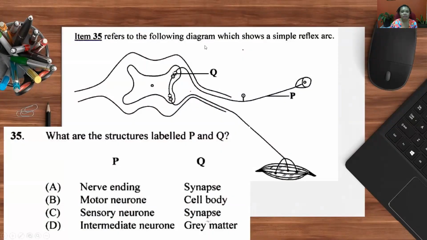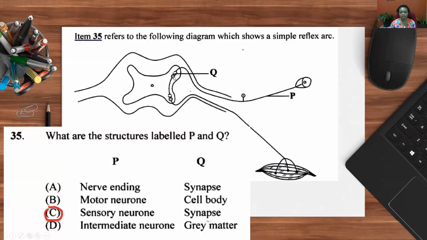Item 35 refers to the following diagram, which shows a simple reflex arc. So you have Q here, P, and all of that. What are the structures labeled P and Q? P would definitely be a sensory neuron right here. Notice where the cell body is located, where it's coming from. It's like a sense organ. Notice this one, it's going to the muscles, so it must be the motor neuron.